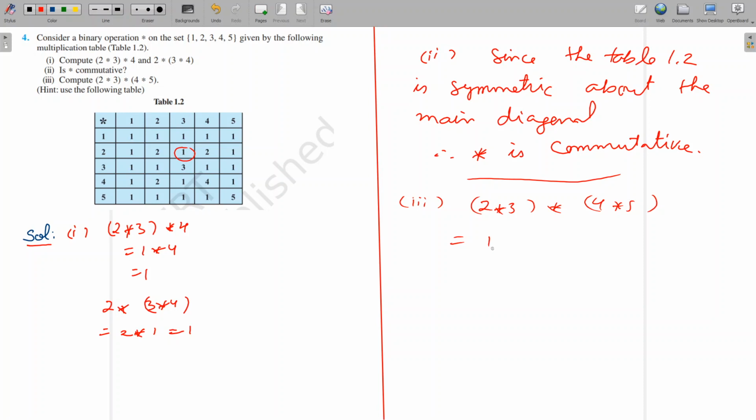So let us write here 1 star. Then next we'll find the value of 4 star 5. So this is 4 star 5 and it is 1. And if we see the table again, 1 star 1 is 1. So this is the answer of question number 4.